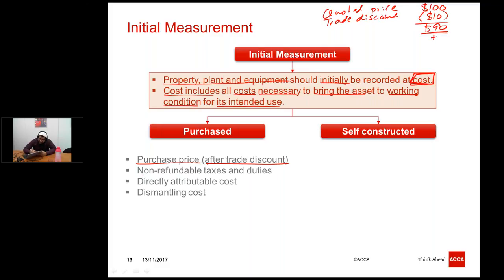Plus, if I have paid any non-refundable taxes and duties, that is also a part of the asset.